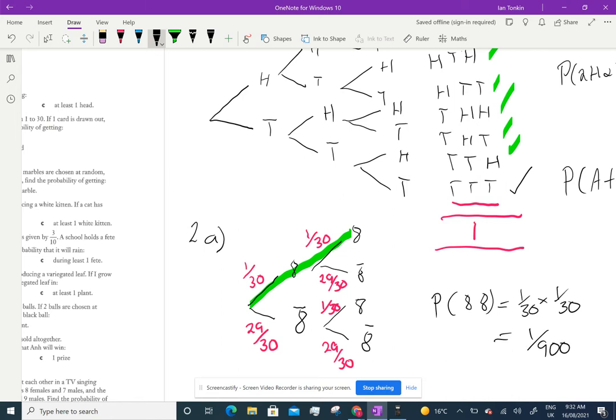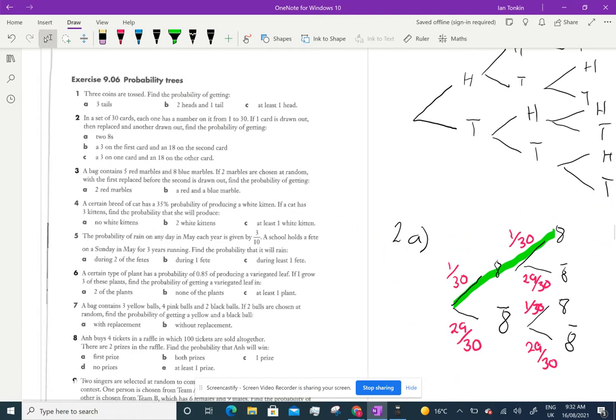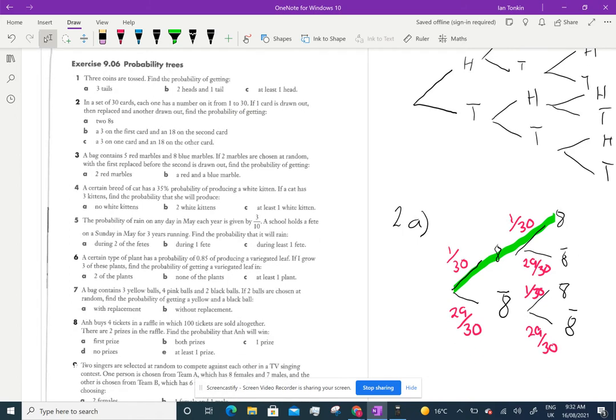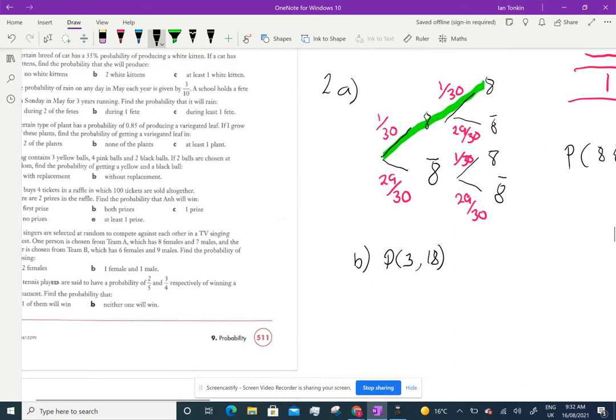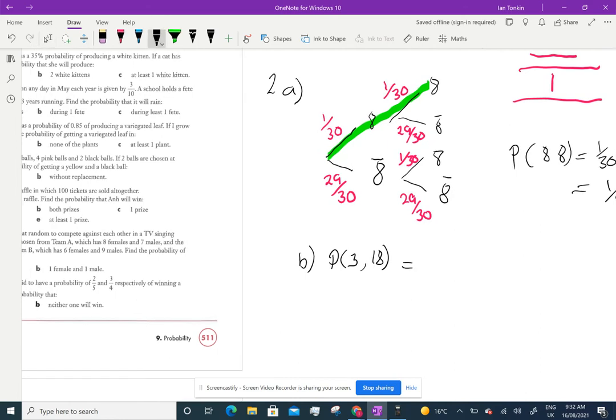So you don't need to draw the whole tree diagram, which is what I'm going to do for the next one. So I want to get a 3 and an 18. I'm not going to draw the tree diagram for the next one. The probability of a 3 and an 18, I can imagine it in my head. So chance of getting a 3, 1 on 30. Then an 18, 1 on 30. Oh, 1 on 900, exactly the same.